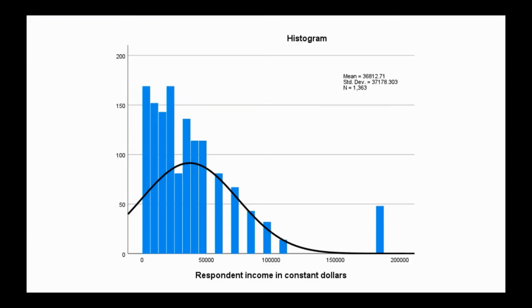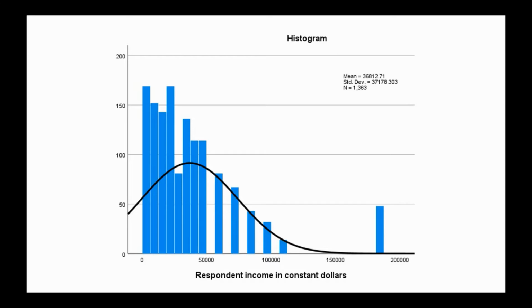Let me start with an example here and demonstrate how to transform the variables in just a few seconds. Here I have a histogram that shows the distribution of income measured in constant dollars. The histogram shows that the distribution here is positively skewed.